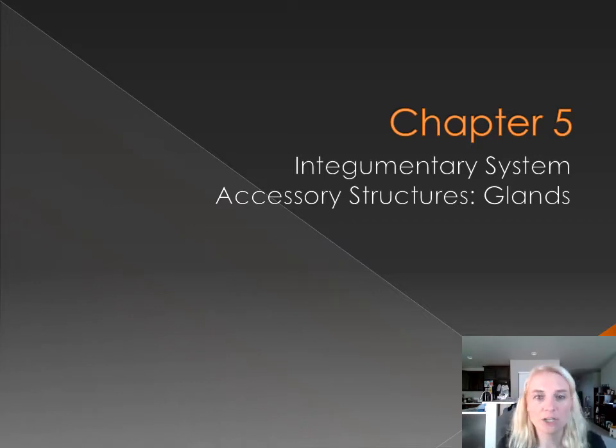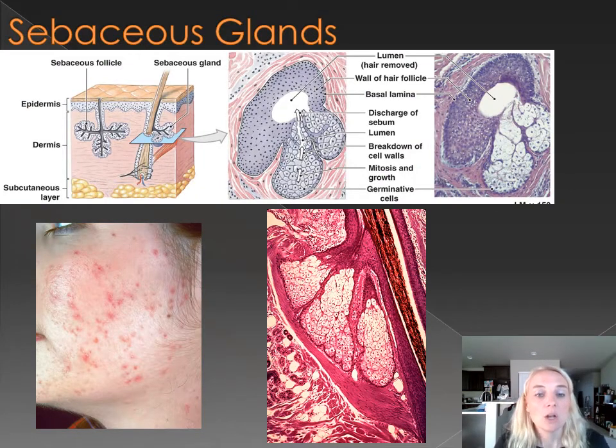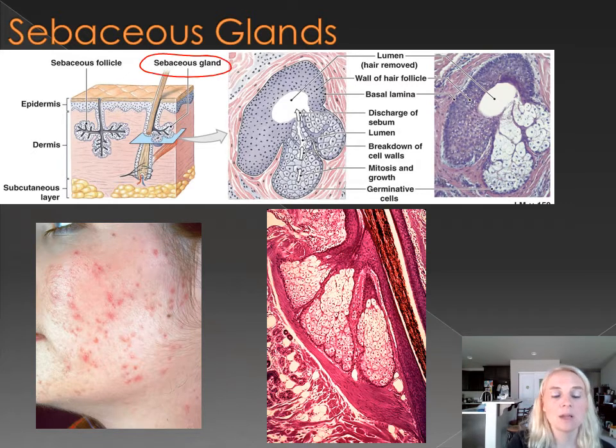Let's see, it looks like we're going to do sebaceous glands first. Yes. So sebaceous glands are your oil glands. There's a couple different locations where they can be found, but the majority of them, and the ones that we are going to see in our lab activity, are the ones associated with hair follicles. Right here. We saw this in the introduction of the whole integumentary system picture, where the gland deposits its secretion into the hair follicle. So the hair would normally be right here. It's been removed from this picture as indicated.